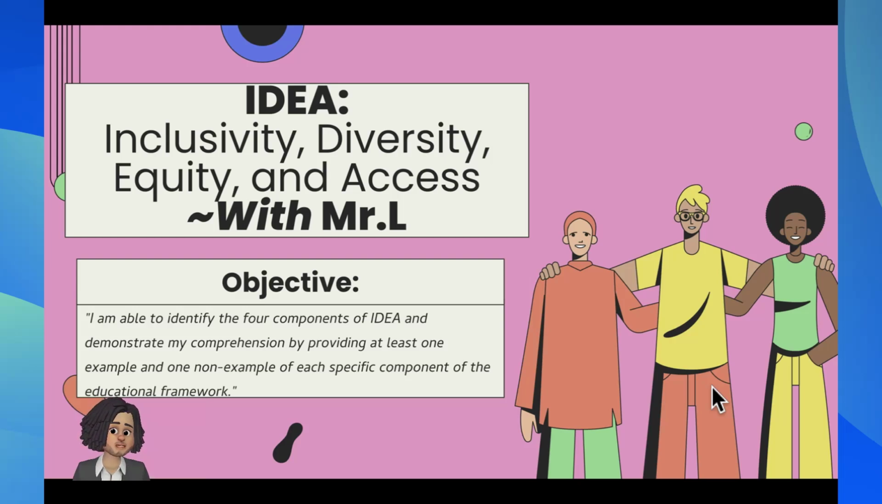So, our objective is for you to walk out of this lesson and to be able to say, I am able to identify the four components of IDEA and demonstrate my comprehension by providing at least one example and one non-example of each specific component of the educational framework. So, let's go ahead and get started.